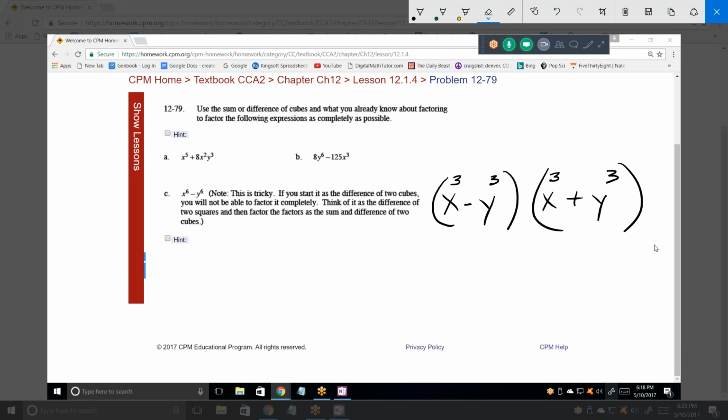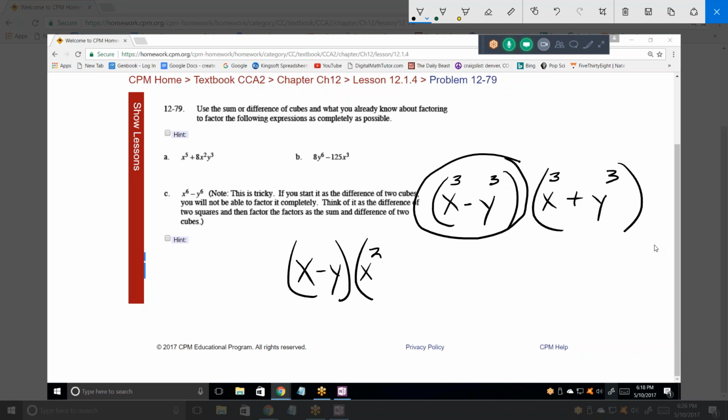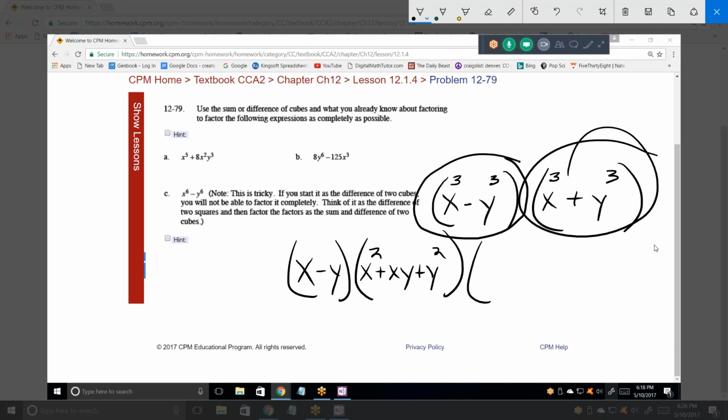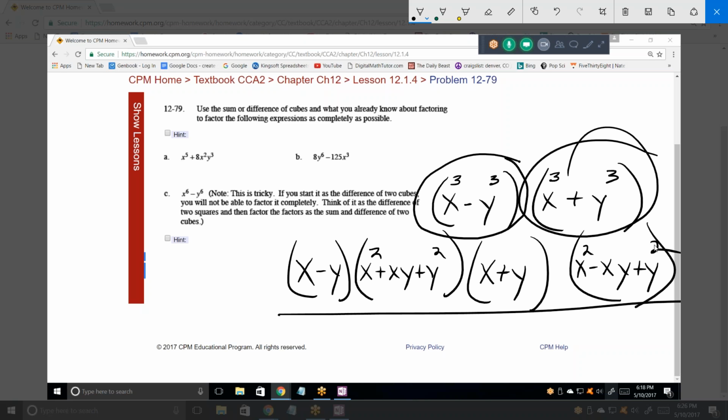Okay, we're not done here. Let's finish this problem and we'll be done. Factor the thing on the left. I did start it as the difference of squares, which is a good thing. Had I started it as the difference of cubes, I would have run into a roadblock. But now I can do it. What is this factor into? X minus y times x squared plus x times y plus y squared. And what does this factor into? X plus y times x squared minus x times y plus y squared. Very good. And there's your four factors, and I can't do anything further.